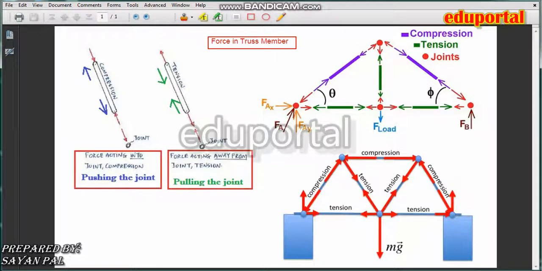Hello, dear students. In this lecture, we will study the direction of forces in truss members. We know that truss members are axially loaded members. There are two kinds of axial load: one is compression and the other is tension. In this lecture, we will study the direction of the tension and compression in the truss members.